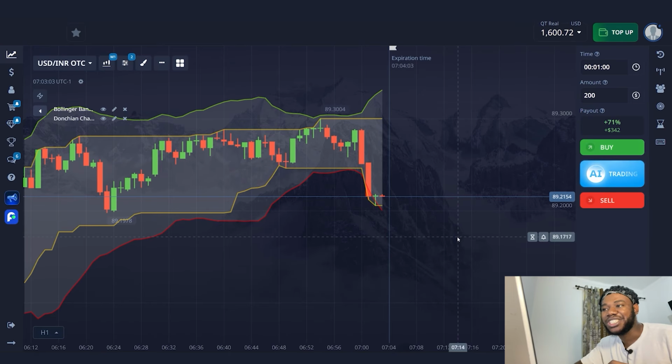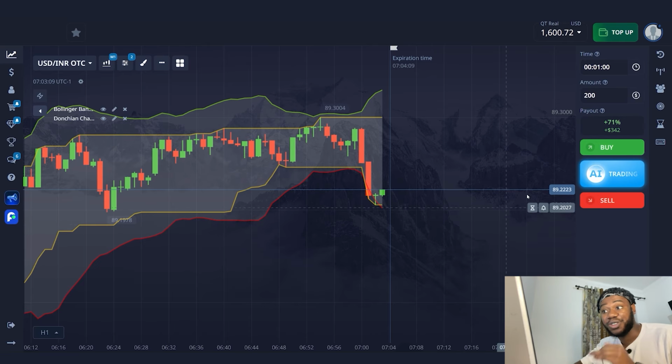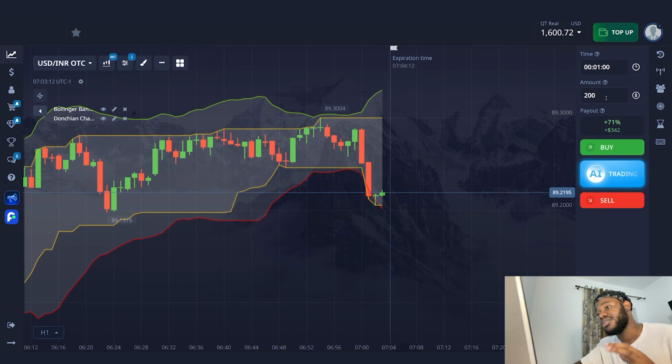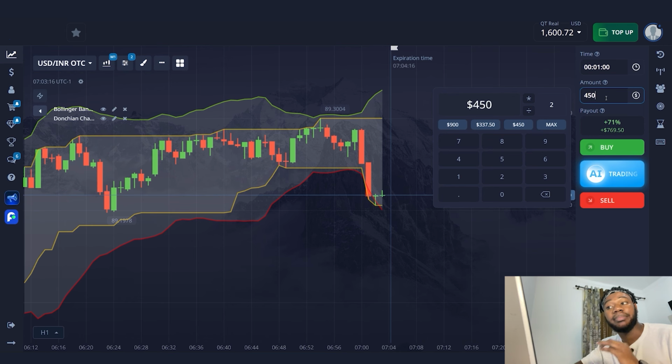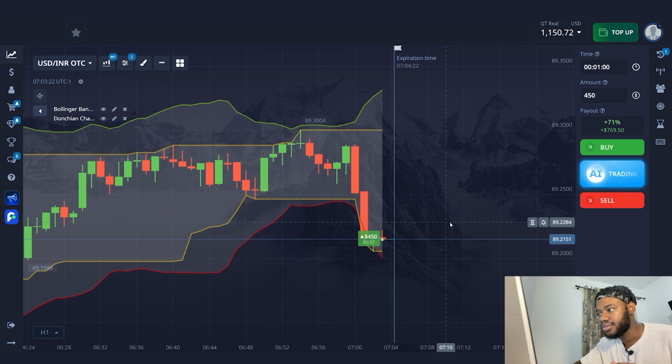I found a situation in which I can open a trade and make a profit. I use 1 minute trading time. I'll start with an amount of $450. I think that the price will rise, so I press the buy button to open a trade.